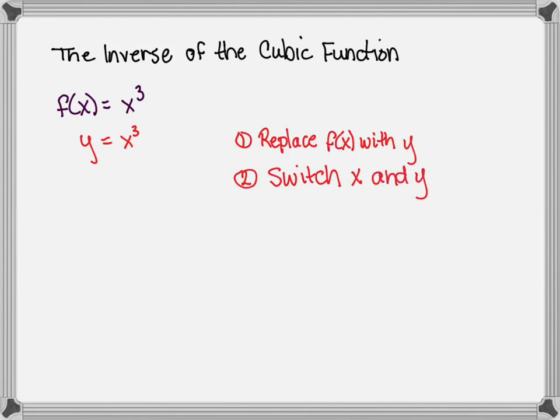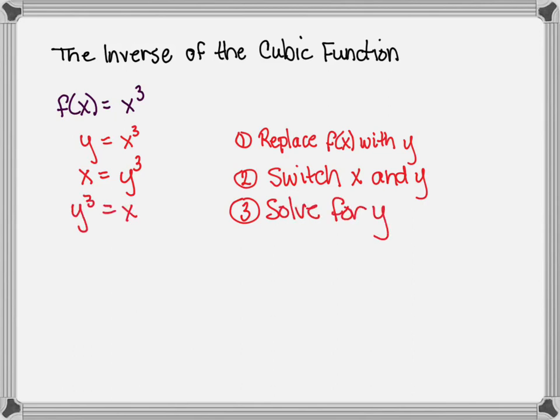Then we will actually switch the positions of the variables x and y, and exponents stay where they are. So this becomes x equals y cubed. And now we will solve for y, or get y by itself. So I'm going to start by turning it around. So y cubed equals x.